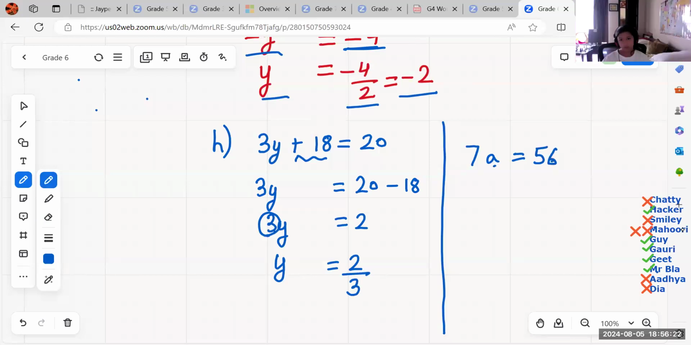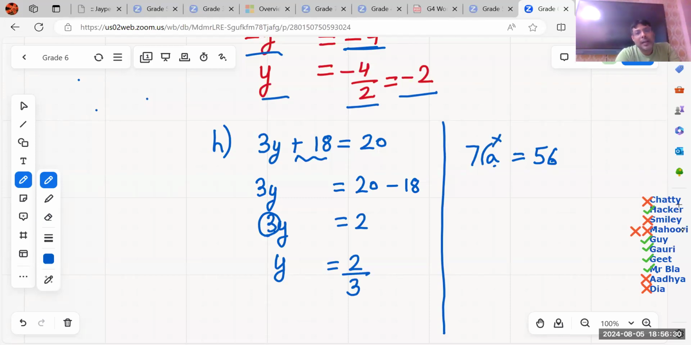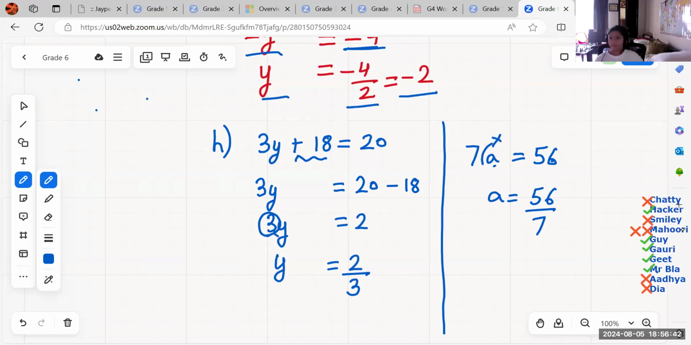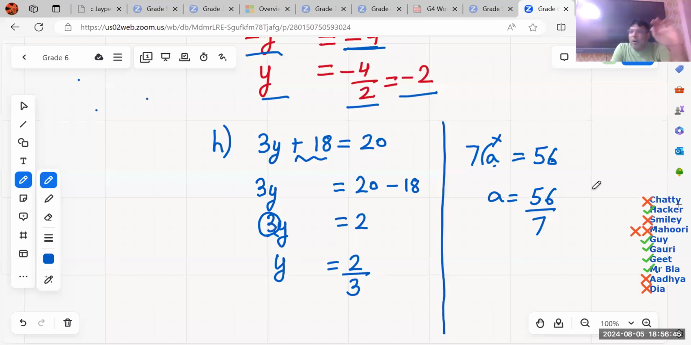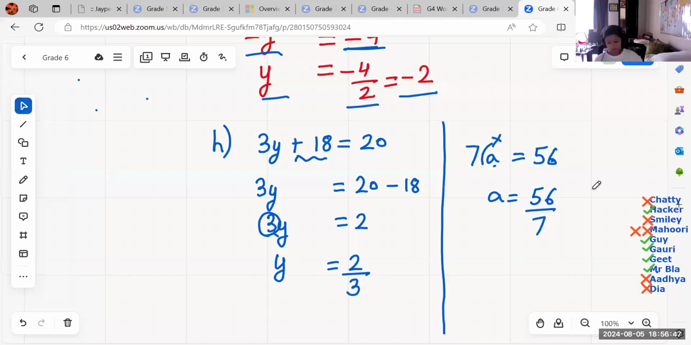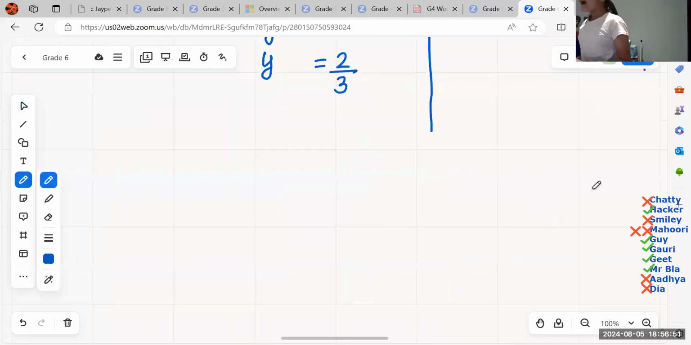What did you do? You divided 56 by 7, because this is multiplication. It went to the other side and became division. The same thing is here, but the answer is in fractions. Did you understand something, beta? Yes, sir, kind of. Beta, go through the last class recording, the entire recording. Your concepts will be further clear. Okay, sir.